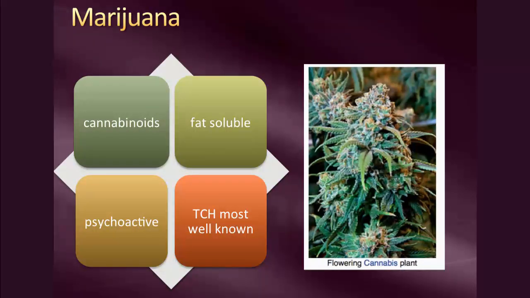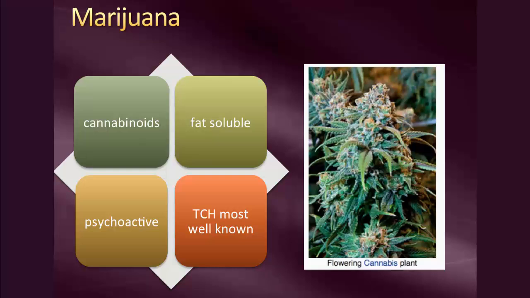Marijuana. Cannabinoids are psychoactive compounds found within the cannabis plant. They are fat-soluble compounds that can be stored in fat tissue, cell membranes, and the brain. THC is the most well-known and studied cannabinoid.